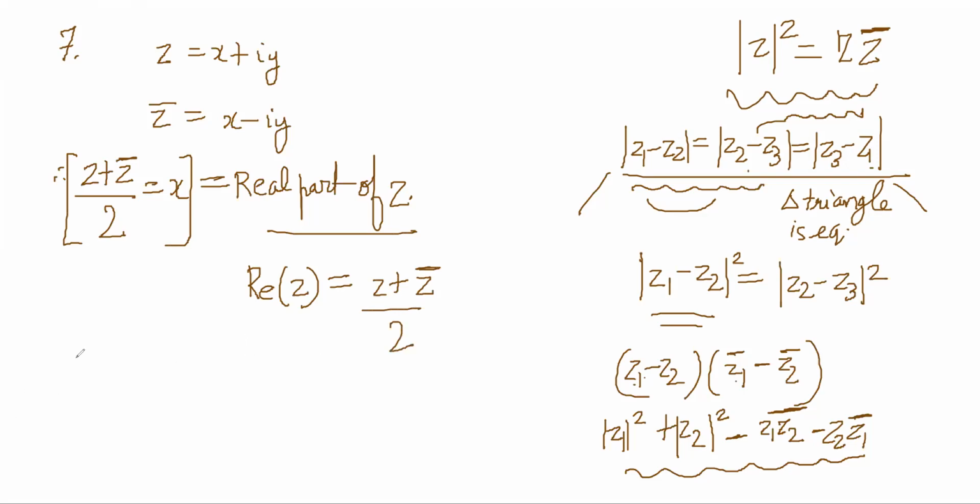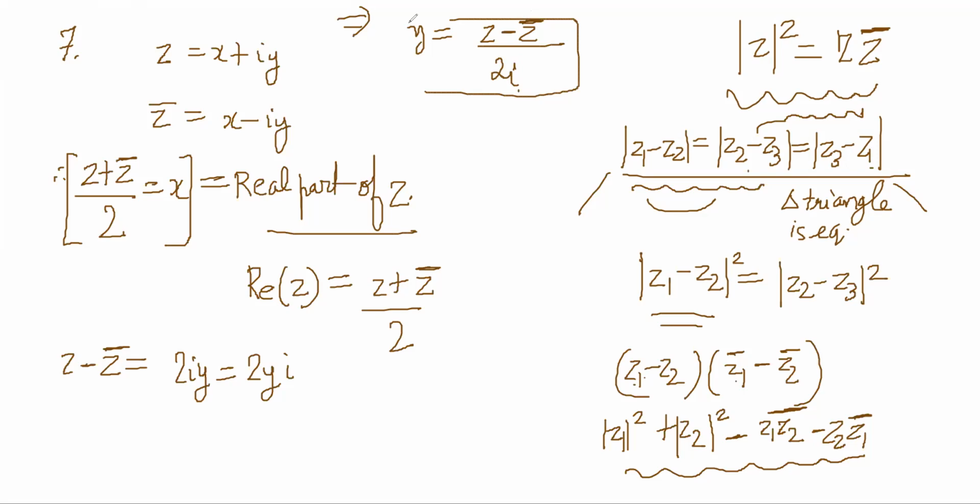Similarly, if you have z minus z conjugate, what do you get? You'll get x plus iy minus x plus iy, so 2iy. When you subtract, it is 2iy. So now what you can say is y is equal to z minus z conjugate by 2i. So this is the imaginary part of z.